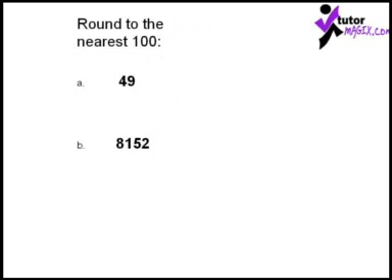So if we look at the first one then, 49, obviously the 4 is the number that we'll be looking for, because that is the tens column. That number is smaller than 5, so the whole number 49 rounded to the nearest 100 would just be 0. Everything just reverts to 0 from the tens column on to the right, and there is no hundreds column to have a number in, so the whole thing just becomes 0.